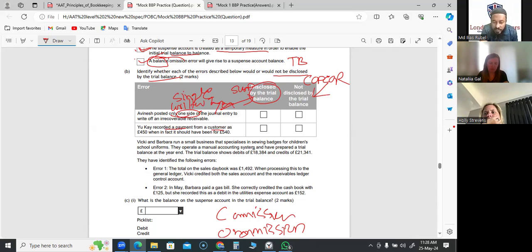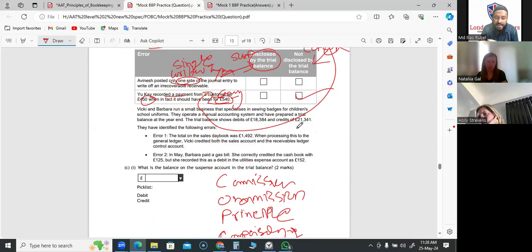K recorded a payment from a customer this, but this should have been this. What is the name of this error? Original entry. Do you agree with me? So both sides you have recorded the mistake. Like it should be 450, you have written 550. Debit and credit both. This is an error of original entry, COPCOR, original. Another one is omission. So it will not be shown in the trial balance, not be detected by the trial balance. So this will not create a suspense account. Let's read the next bits.